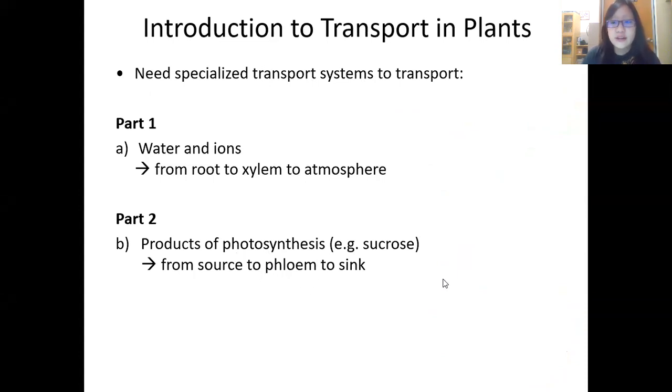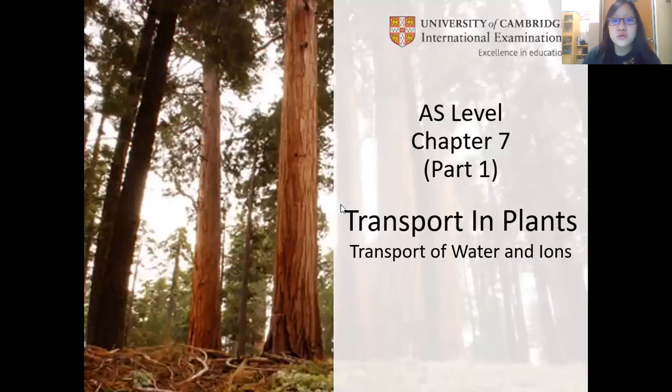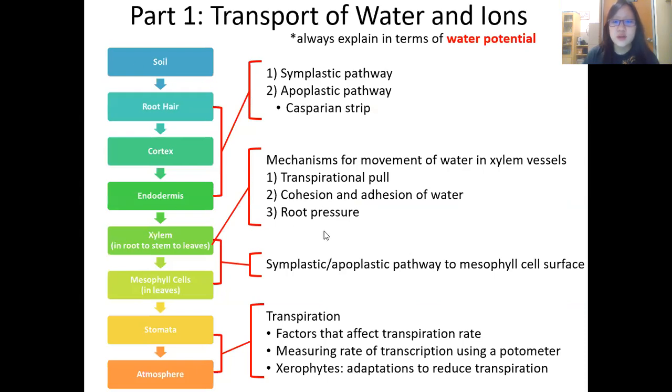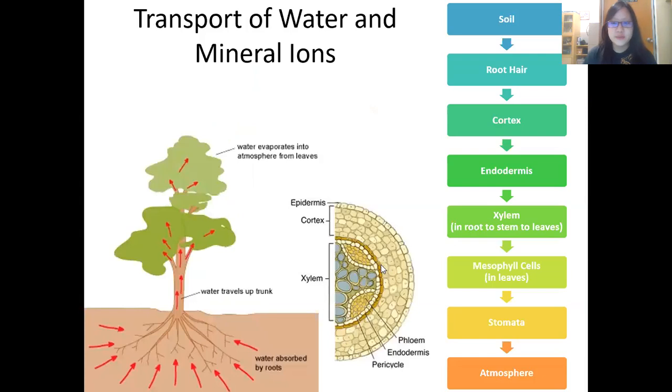So today we're going to dive in deeper, especially into transport of water and ions, specifically from root to the atmosphere. Now you might see this complicated looking diagram in your notes. This is just for revision purposes, and we'll come back at the end of the chapter to recap.